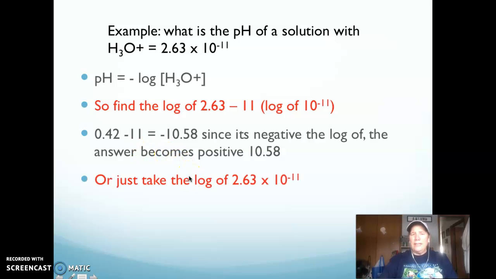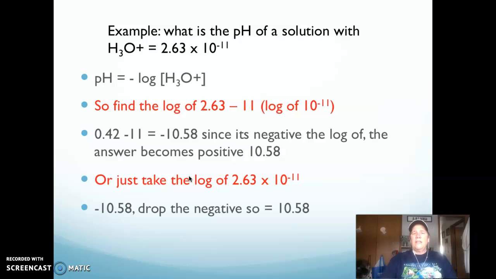But fortunately, we have calculators, and all we have to do is enter 2.63 times 10 to the negative 11, and it tells me it is negative 10.58, or drop the negative. So it works out the same. If you have a graphing calculator, I think you have to put log and then the number in. If you have one like this, you put the number in, then log. You'll figure it out, whichever calculator you have, okay? So that's pretty simple. All right, drop the negative: 10.58.